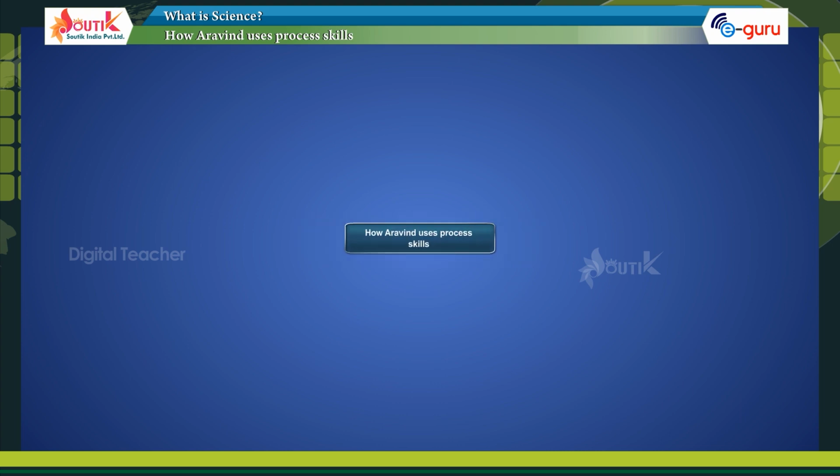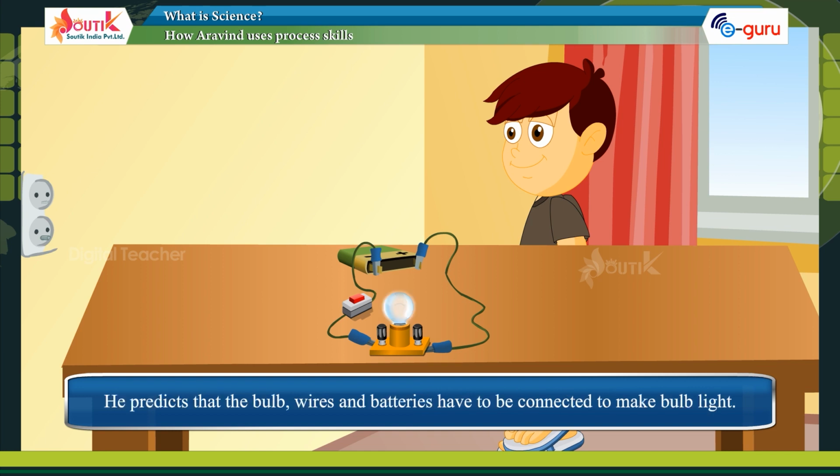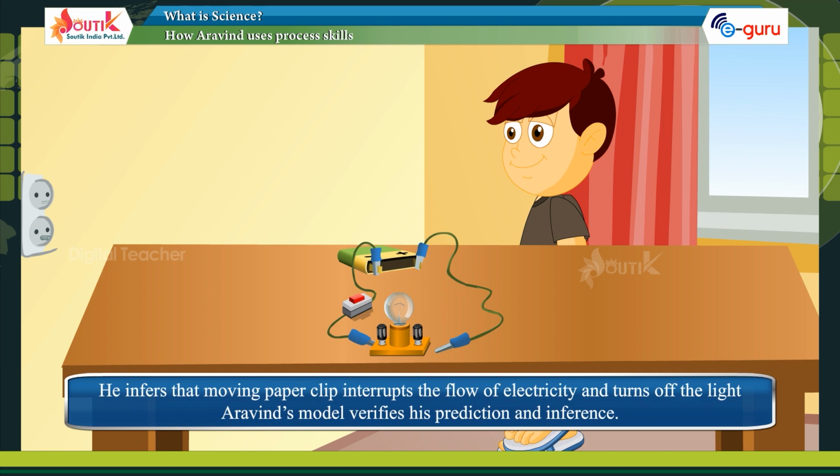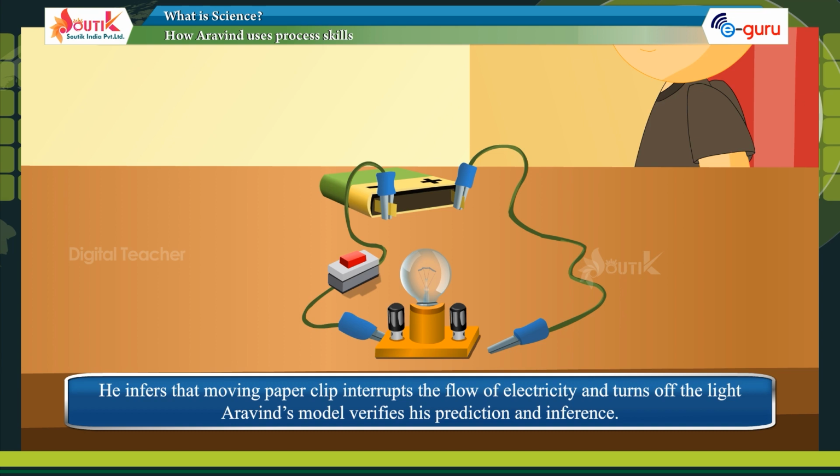How Arvind uses process skills. Arvind decides to use a model of a switch and the wire in the wall. He predicts that the bulb, wires, and batteries have to be connected to make the bulb light. He infers that moving the paperclip interrupts the flow of electricity and turns off the light. Arvind's model verifies his prediction and inference.